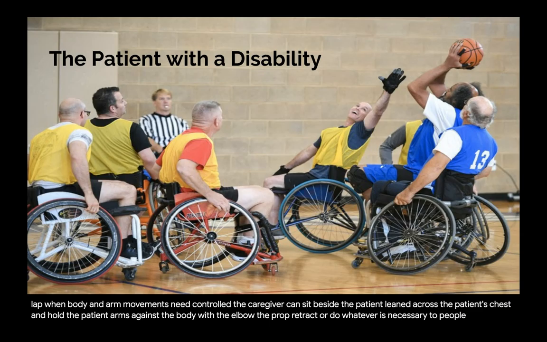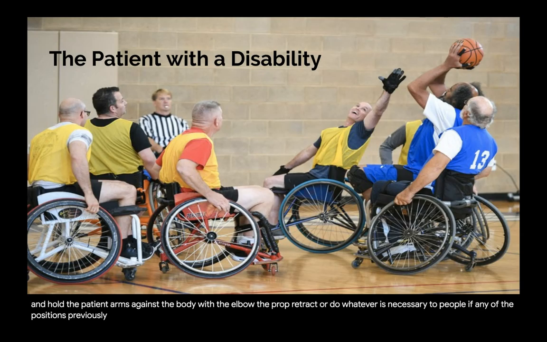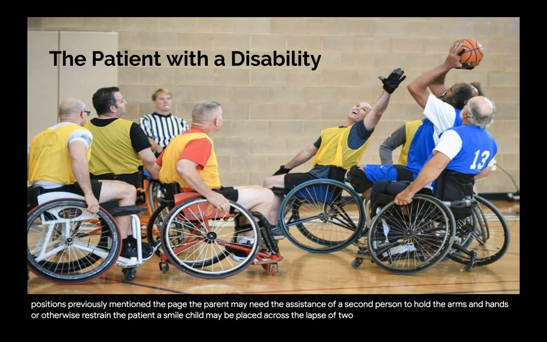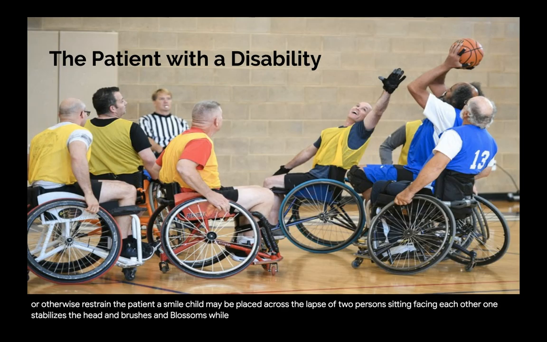Two people. In any of the positions previously mentioned, the parent may need the assistance of a second person to hold the arms and hands or otherwise restrain the patient. A small child may be placed across the laps of two persons seated facing each other. One stabilizes the head and brushes and flosses while the other person holds the hands, arms, and legs as needed.